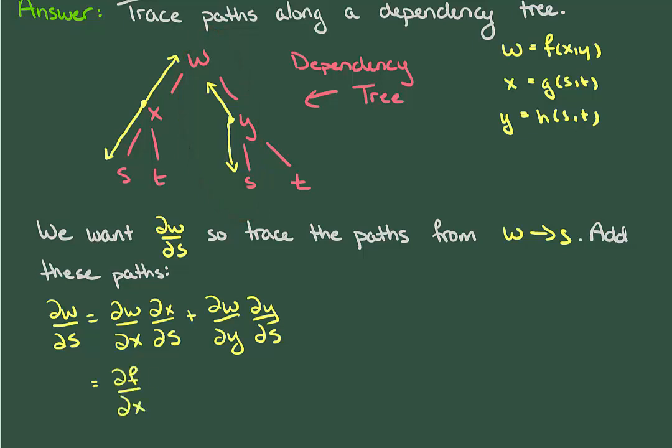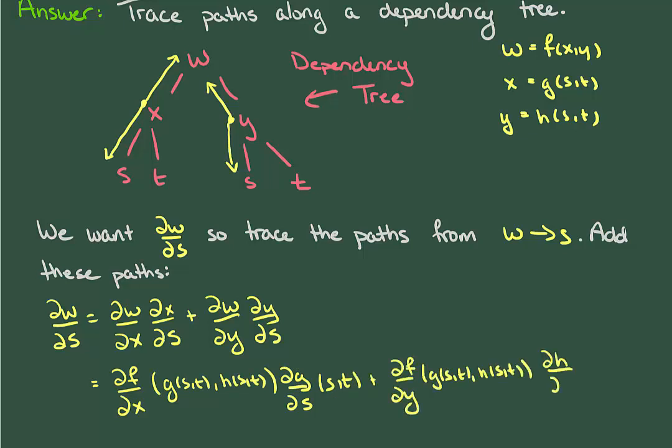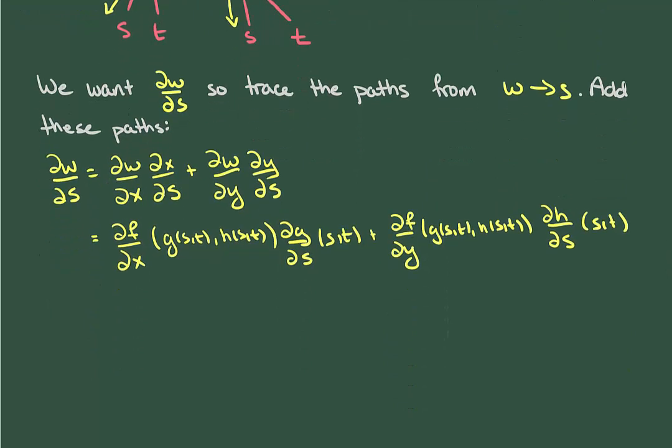But this notation can be a bit deceiving, so let me rewrite this now in terms of f, g, and h. And the important point to make here is that the dw/dx, or df/dx terms, are still evaluated at g of s,t and h of s,t. We note that this looks similar as well to the single variable chain rule, where we had to evaluate the outer derivative on the inner function, and it also ensures that our final answer is in terms of s and t instead of x and y.